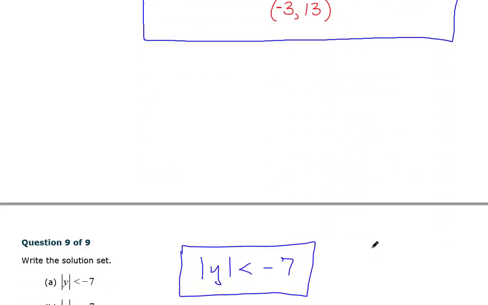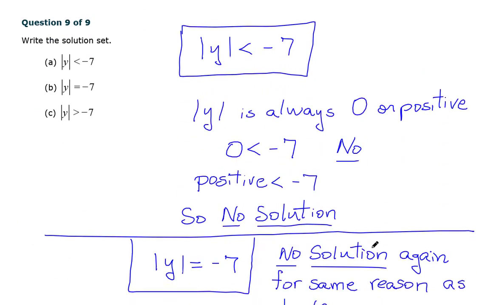Okay, and in our last problem, kind of a strange problem, we've got the absolute value of y less than minus 7. But the absolute value of any number is always 0 or positive. So how could I have 0 smaller than minus 7? Or even a positive number smaller than minus 7? That can't happen. So therefore, there's no solution. There's no number you could ever put in there to make this a true statement.